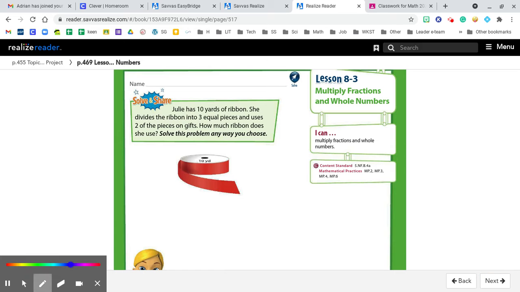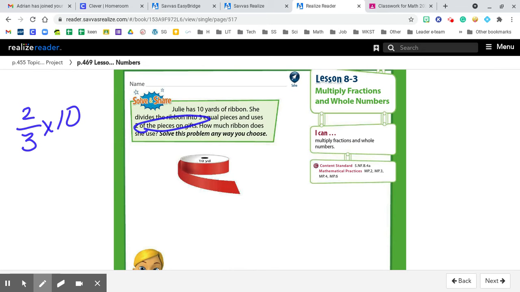So you can do it a couple different ways. She divides the ribbon into 3 equal pieces and uses 2 of the pieces on gifts. How much ribbon does she use? So you can do, she wants 2 out of 3 pieces and out of 10 yards, 20 out of 3, which equals, 3 goes into 20 6 times, and you have 2 little guys left over. So that's one way you can do it.